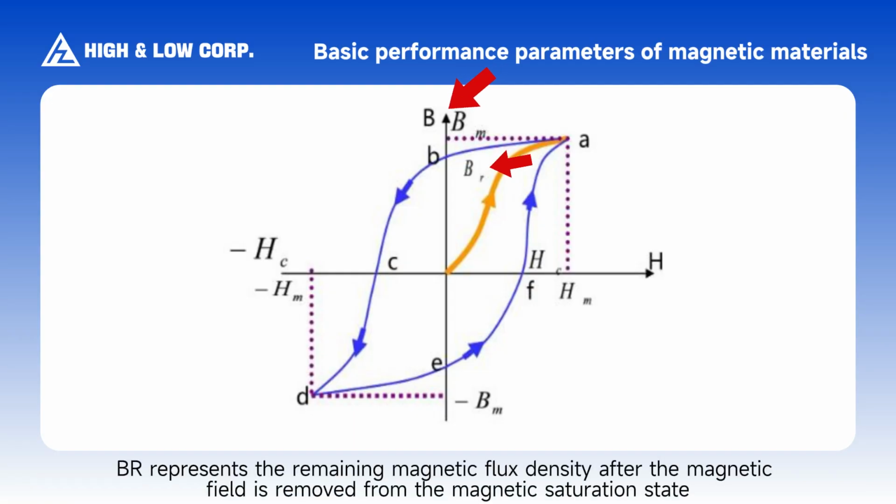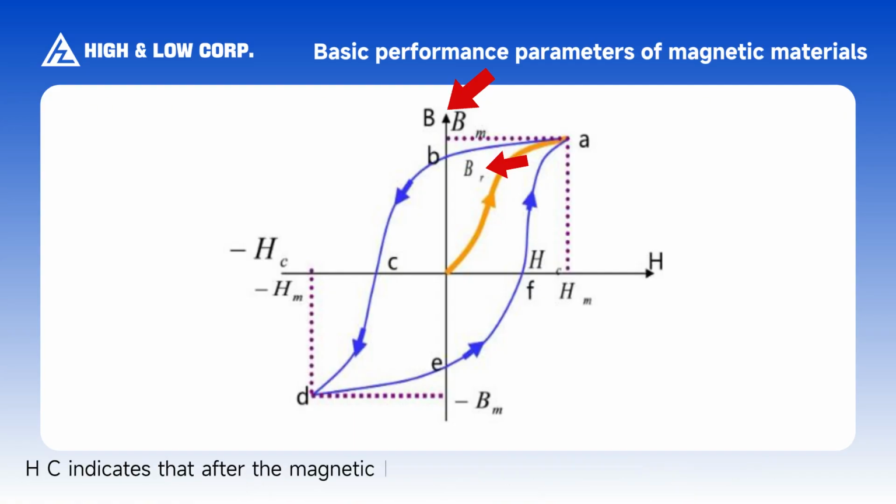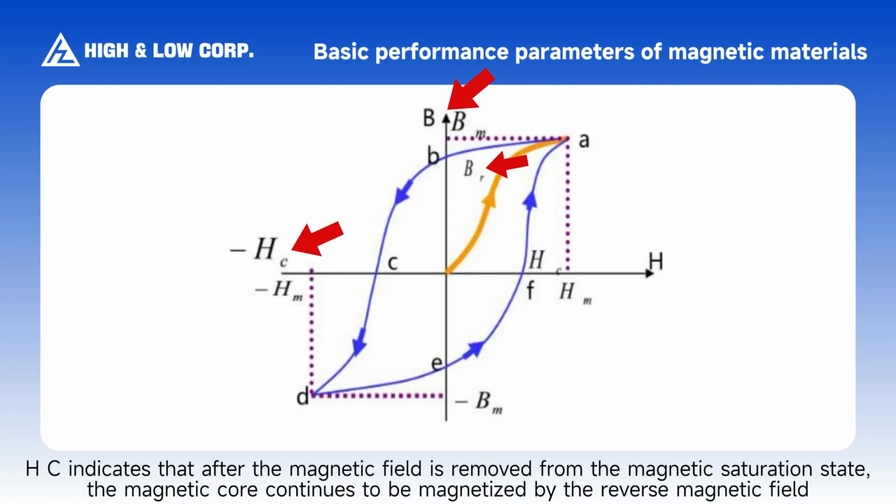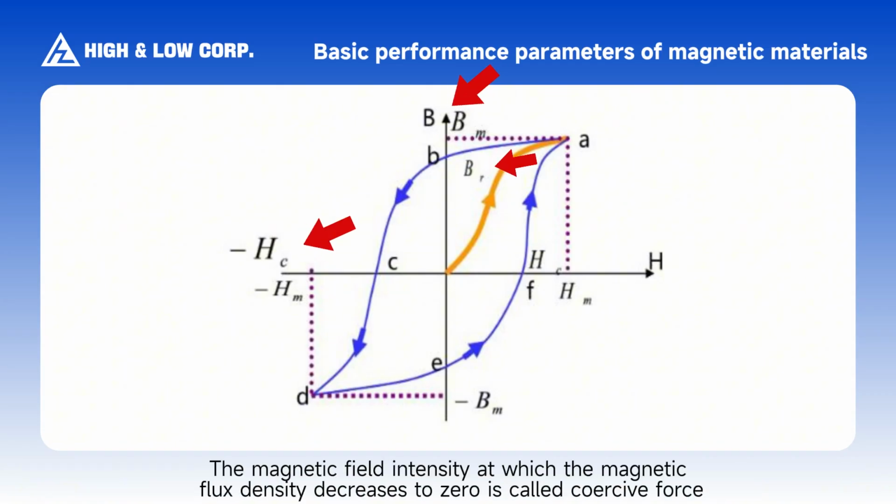Br represents the remaining magnetic flux density after the magnetic field is removed from the magnetic saturation state. Hc indicates that after the magnetic field is removed from the magnetic saturation state, the magnetic core continues to be magnetized by the reverse magnetic field. The magnetic field intensity at which the magnetic flux density decreases to 0 is called coercive force.